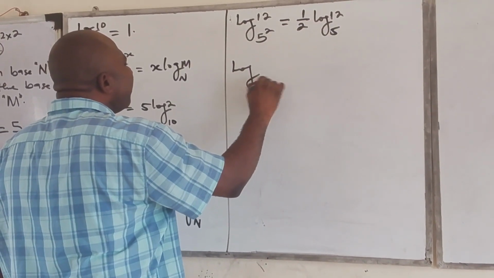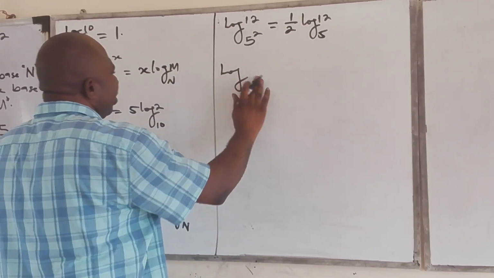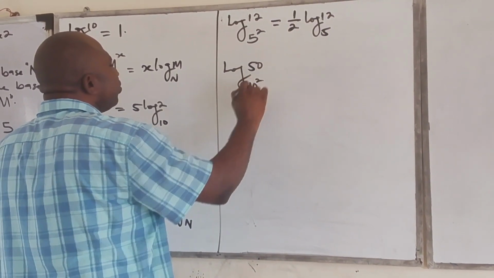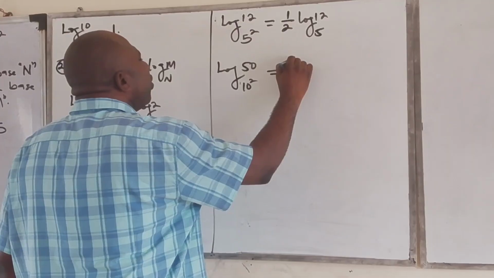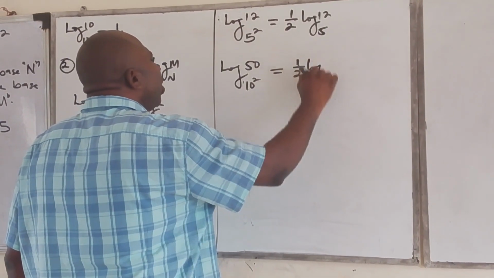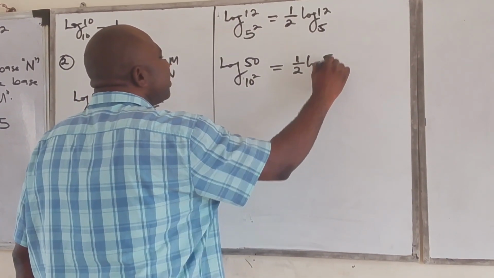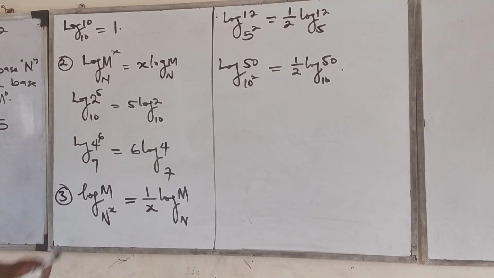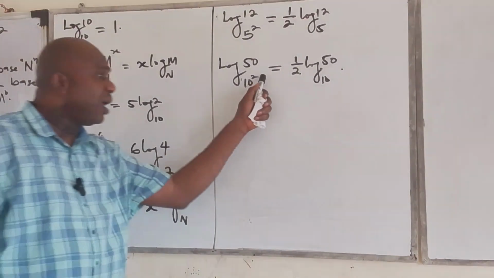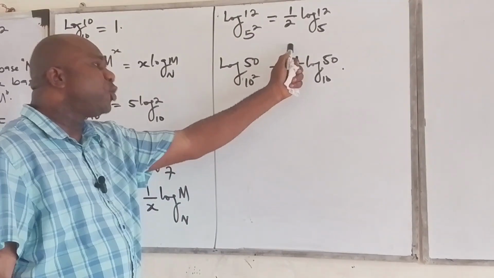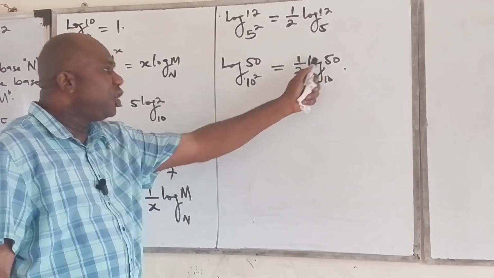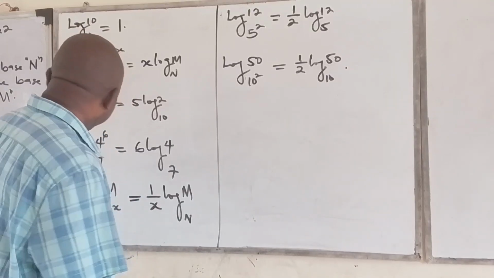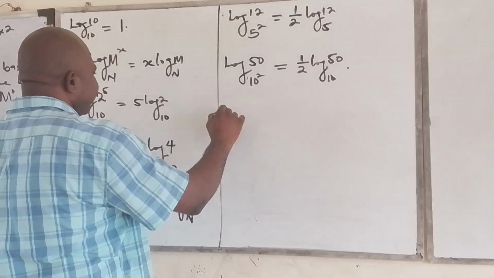Log 50 base 10 raised to the power of 2 is the same as saying 1 all over 2 log 50 base 10. Yes, that's law number 3. When the base is carrying the power and the power is going back, it becomes the reciprocal of the power, then log 50 base 10.